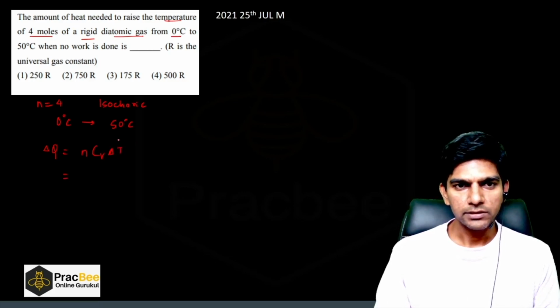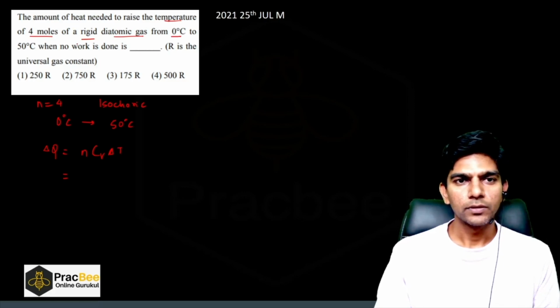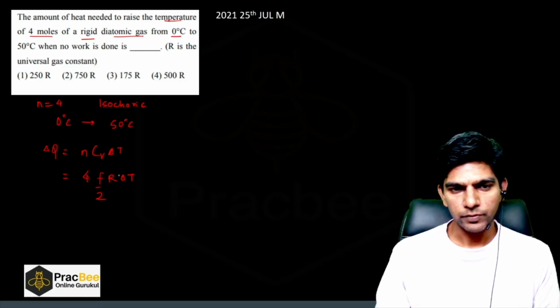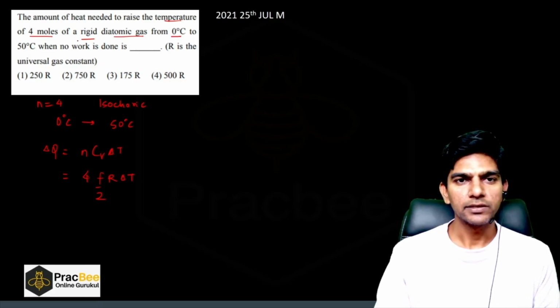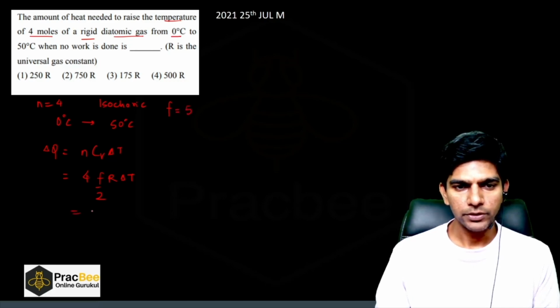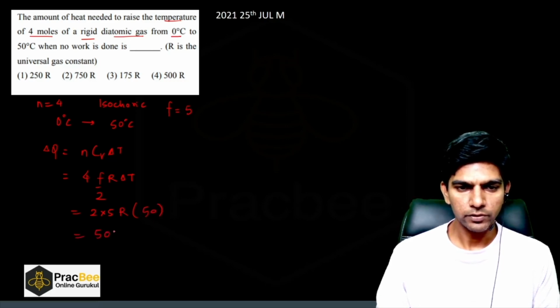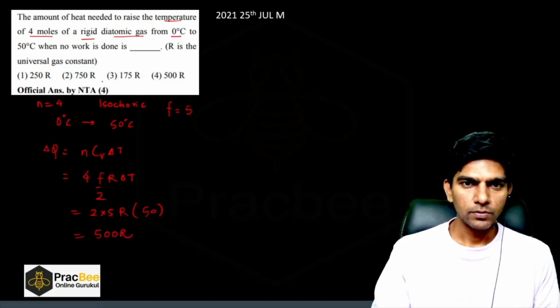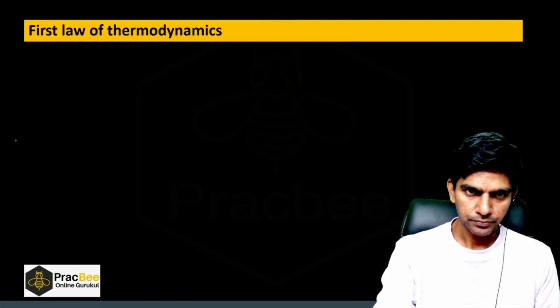So 4 moles is given to us, so it will be 4, and Cv is f by 2 R delta T. And we have to find the answer in terms of R. What type of gas is given? Rigid diatomic, so the degree of freedom will be 5. So it will be 4 times 5 by 2 times R, and the increase in temperature is 50. So that will become 500 R. So 500 R is the answer.